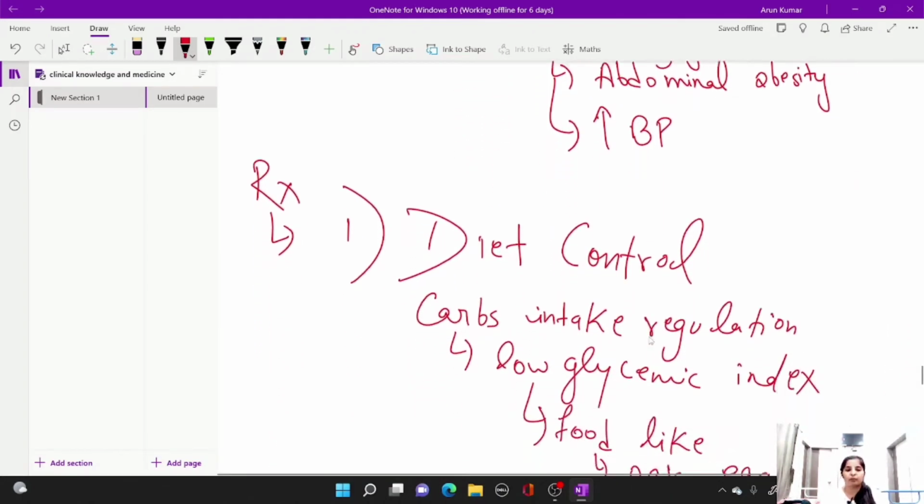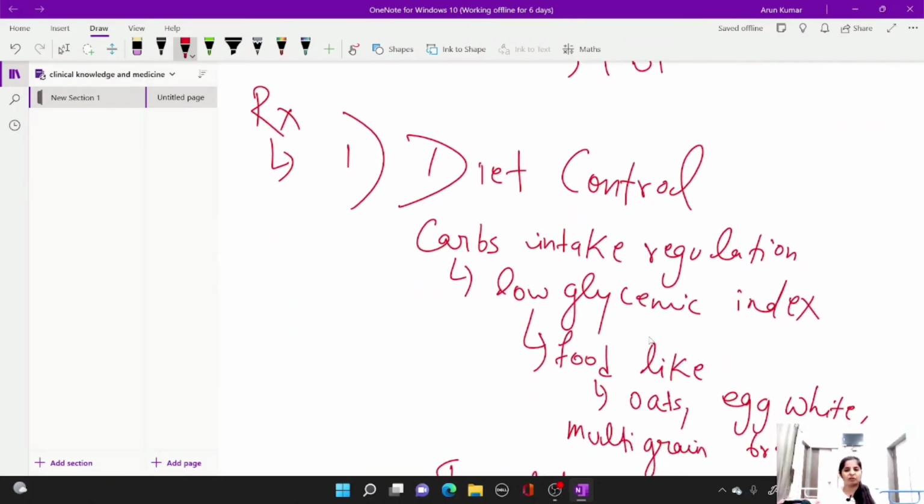Now the treatment. In type 2 DM patients, we mainly focus on diet control and exercise. These lifestyle modifications can mainly control type 2 diabetes, but if these are not helpful, then we will switch on to therapy or drugs. But these modifications are also done simultaneously with the medicine.